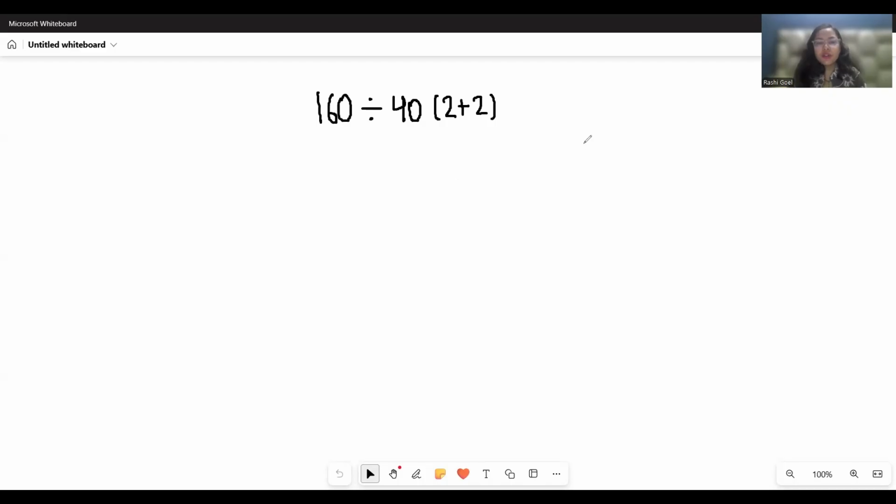So what is this rule? This is the order of operations, that is the PEMDAS rule, where P stands for parenthesis, E stands for exponent, D and M, D is division, M is multiplication, both have the same priority. And in case of addition and subtraction, they also have the same priority, but you have to solve it from left to right.